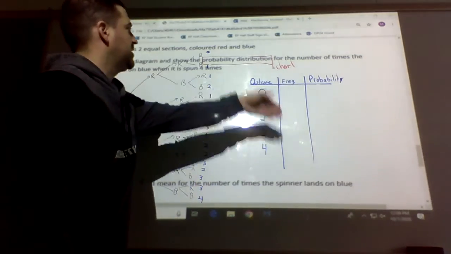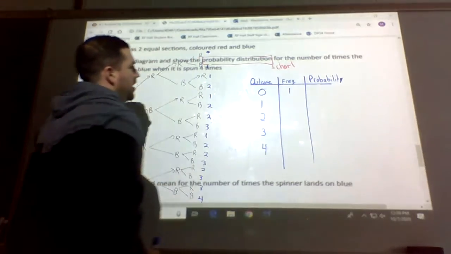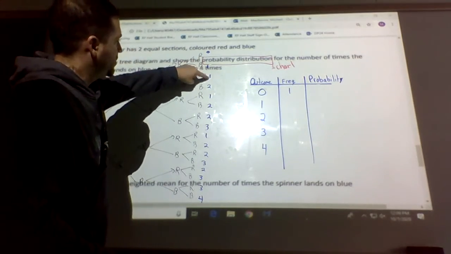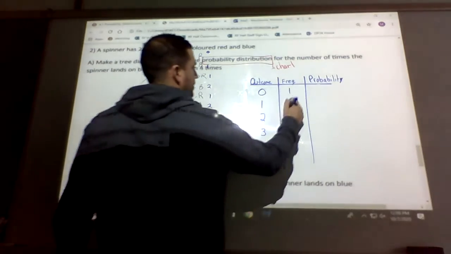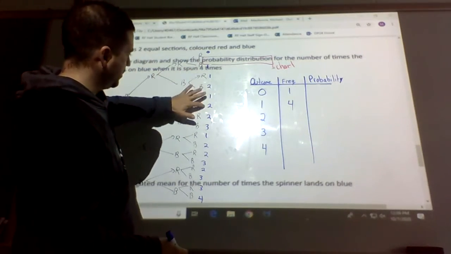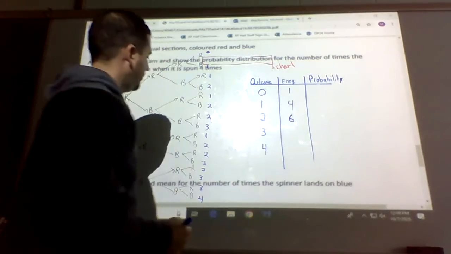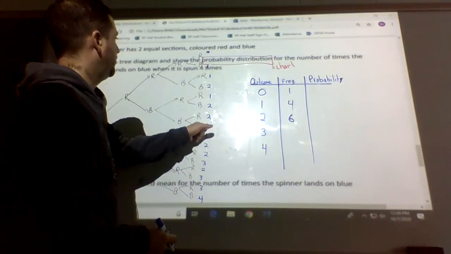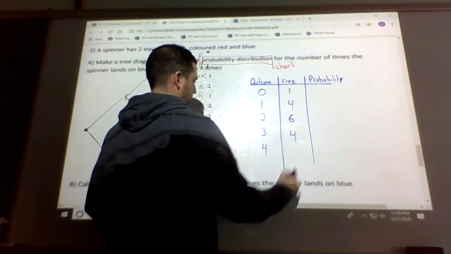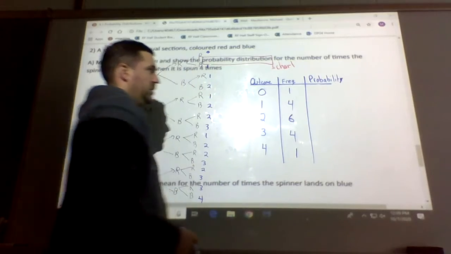Now we're going to see the frequency. How many times does it come up 0? Well, once. How many times is it just one blue? 1, 2, 3, 4 times. How many times does it come up twice? 1, 2, 3, 4, 5, 6. 3 times, 1, 2, 3, 4. And it comes up all 4 times is 1 chance. So that's the frequency.